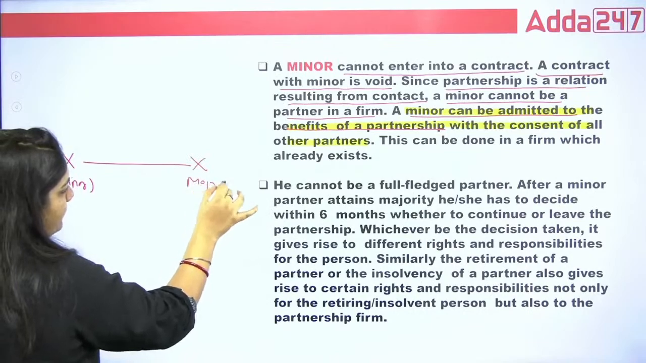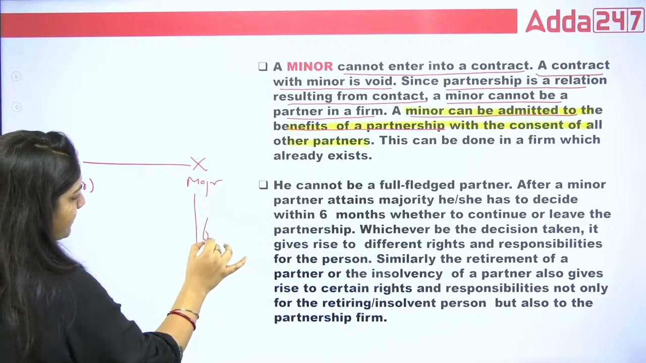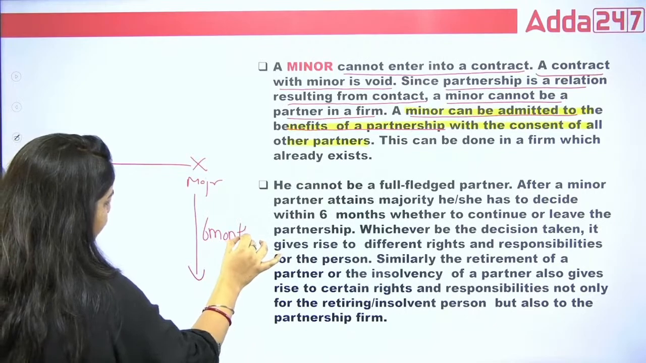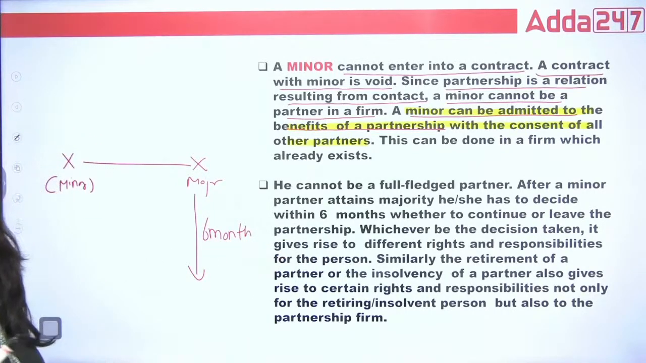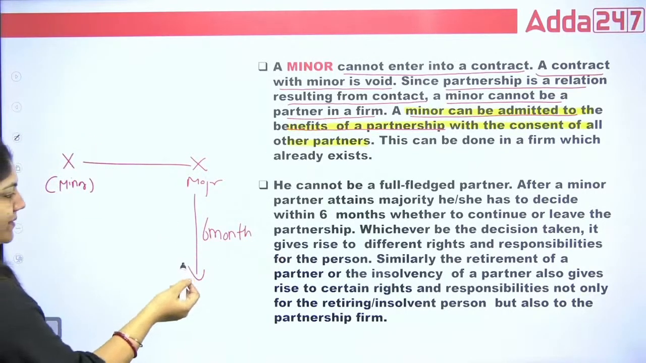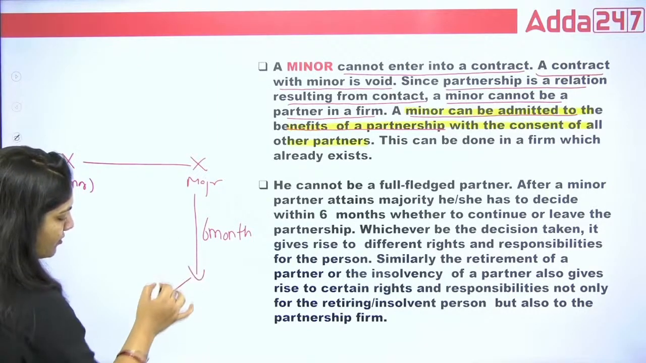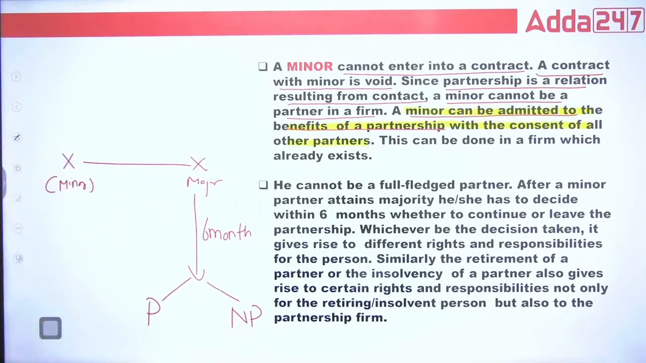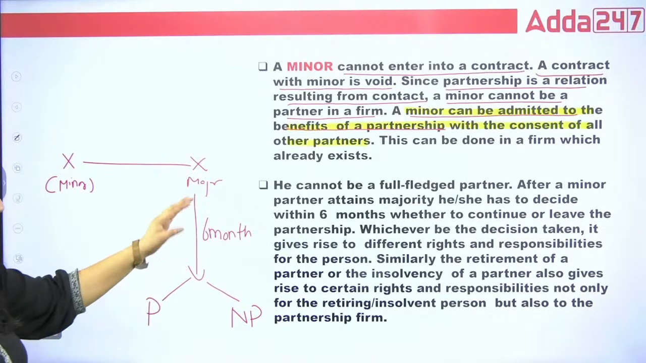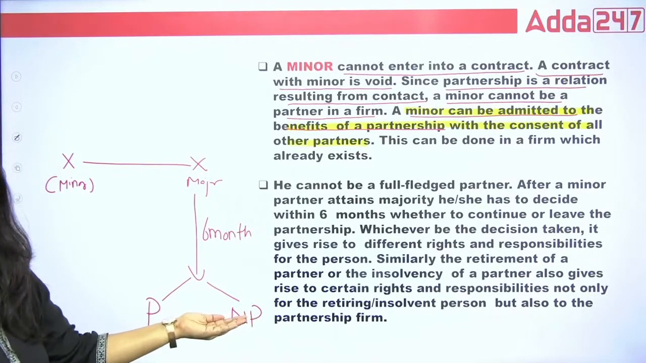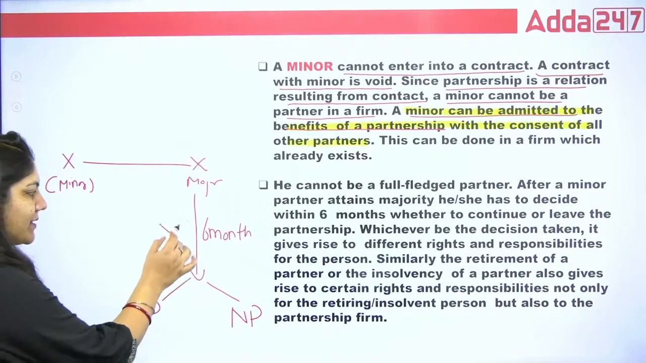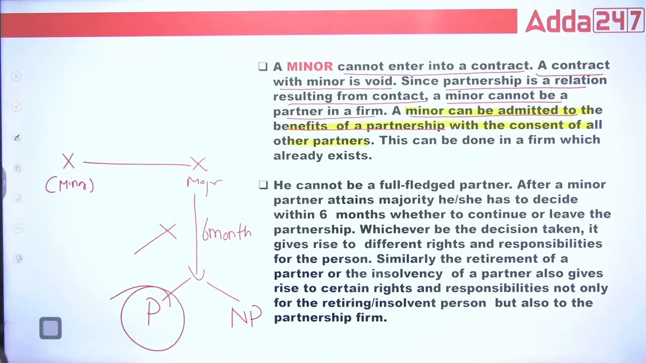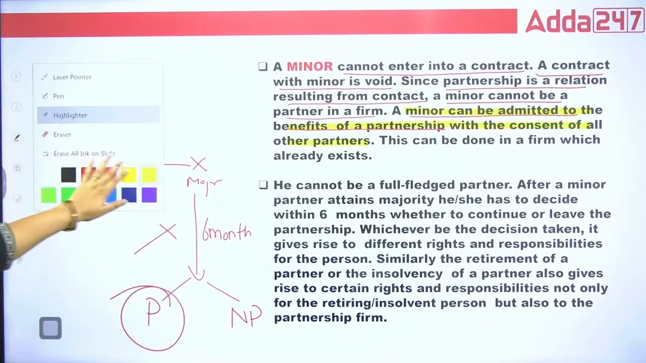So when the minor becomes a major, he has 6 months. 6 months of right, 6 months of time in which he has to declare whether he wants to become a partner or does not want to become a partner. Suppose within 6 months he declares that he is a partner, then the liability will arise. And if he declares that he is not a partner, then the liability will stop. And if in 6 months he says nothing, he will be assumed as a partner. So this is the line that is written in this one.